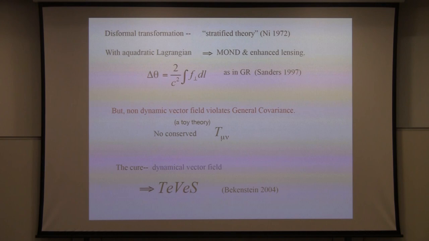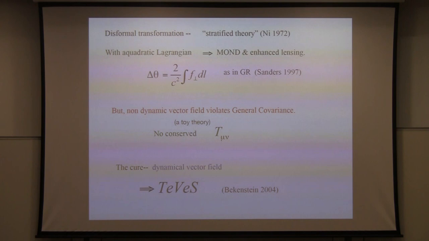Now, as I say, this was called a disformal transformation, and it was part of the so-called stratified theory by Nordtvedt in 1972, who was a student of Kip Thorne, actually. And Kip Thorne in those days was trying to construct non-general relativity theories of gravity.